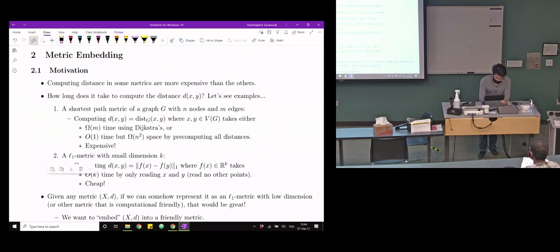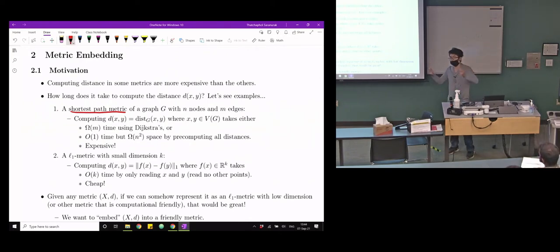If you have a shortest path metric, and you are given two nodes S and T, or X and Y, to compute the distance, it's just the shortest path problem. And how long does it take? Well, at least linear time. You need to read the whole graph just to even check if the two points are connected or not. It takes linear time.